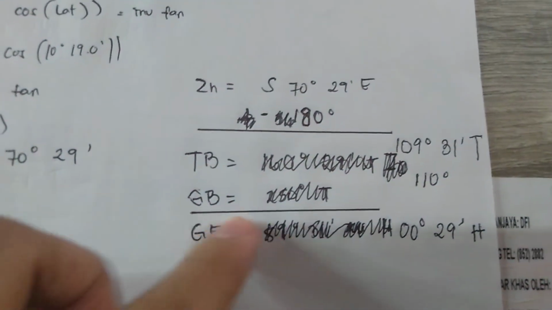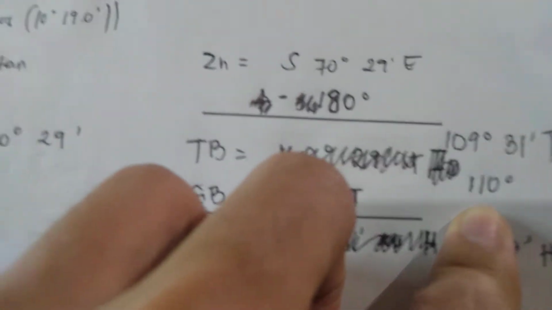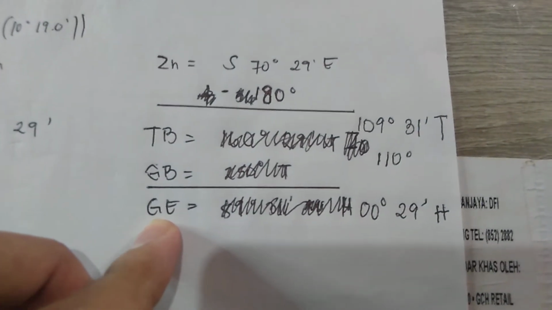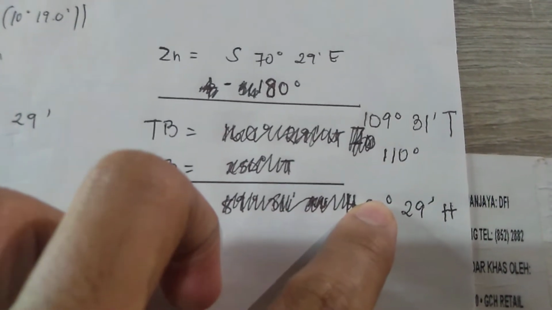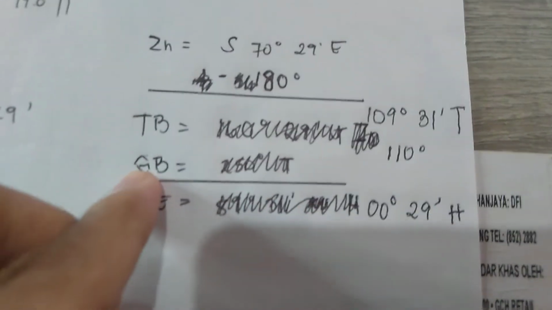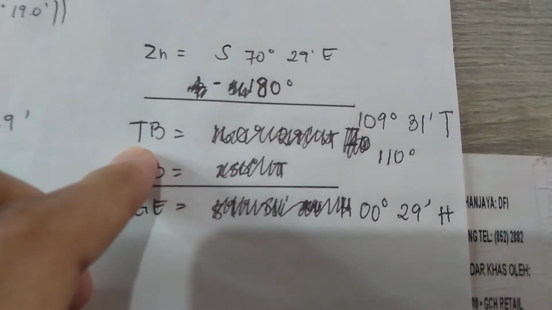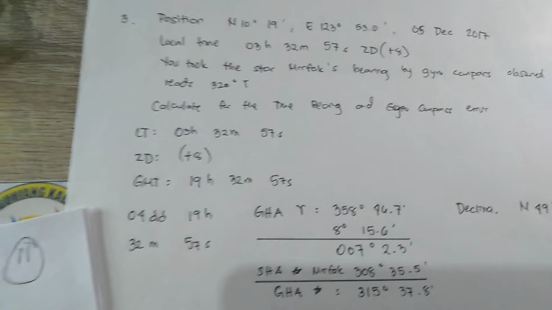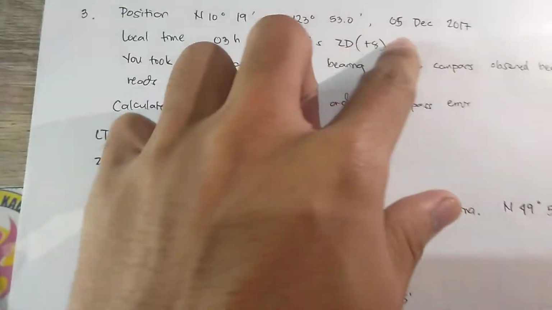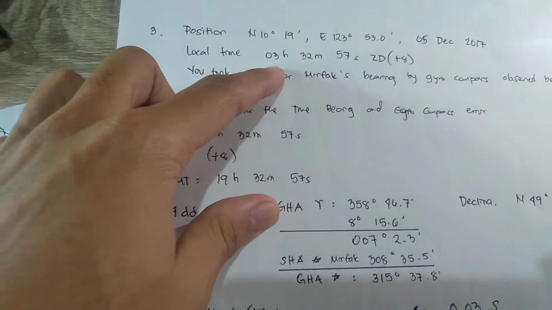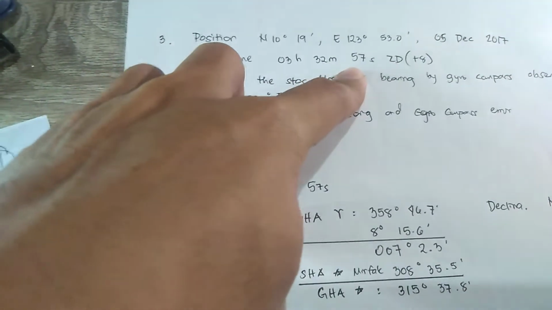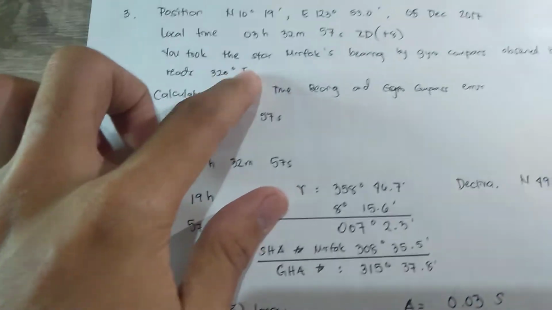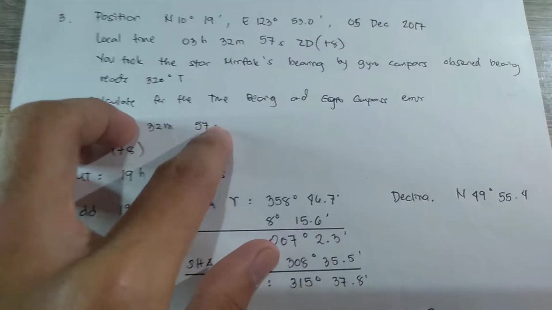And the gyro bearing observation is 110 degrees. So now we're getting our gyro error, which is 00 degrees 29 minutes H, since the gyro bearing is greater than the true bearing. So now let's proceed to the last celestial body that we observe, which is the star Mirfak. Same position, and a different date, which is December 5, local time 03 hours 32 minutes 57 seconds, plus 8 zone difference.